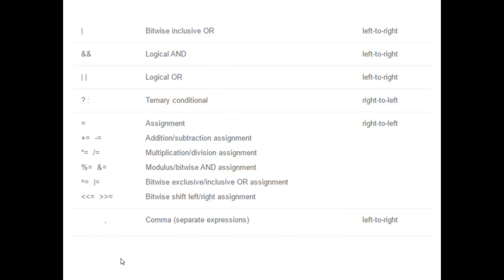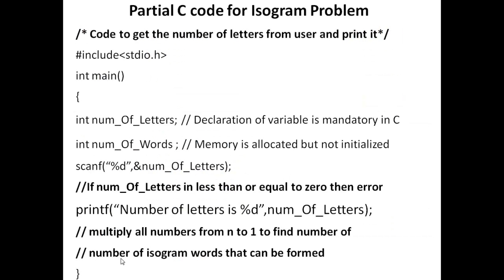And if you see the next slide, some of the things are referred to as right to left, but most of them are from left to right. In this case, the ternary conditional is from right to left, and the assignment operators, addition, subtraction, assignment, multiplication, division, assignment, etc. are from right to left.